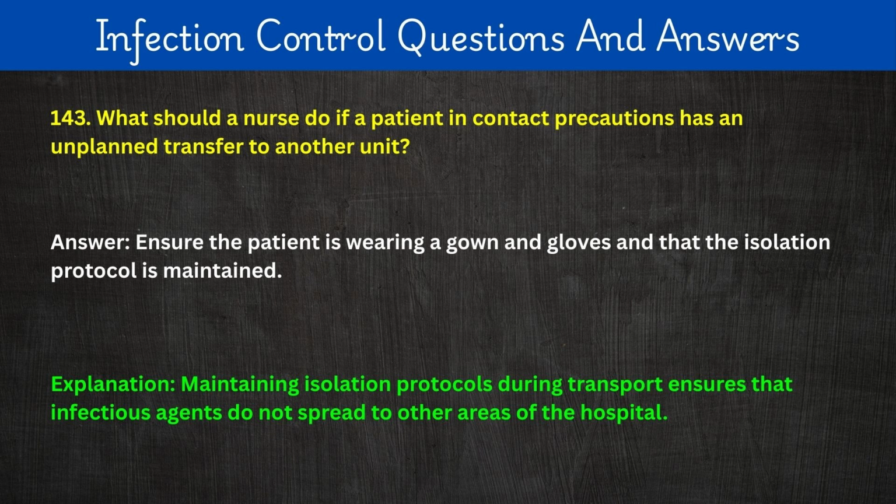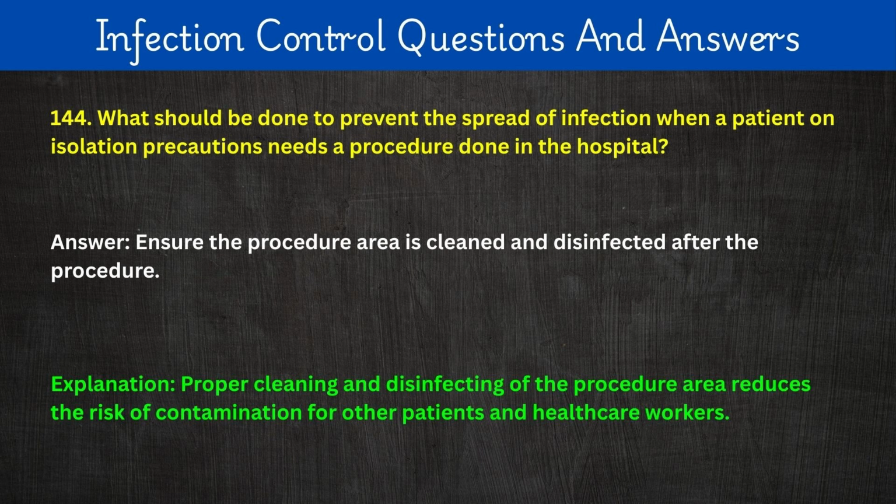Explanation: Maintaining isolation protocols during transport ensures that infectious agents do not spread to other areas of the hospital. 144. What should be done to prevent the spread of infection when a patient on isolation precautions needs a procedure done in the hospital? Answer: ensure the procedure area is cleaned and disinfected after the procedure. Explanation: proper cleaning and disinfecting of the procedure area reduces the risk of contamination for other patients and healthcare workers.